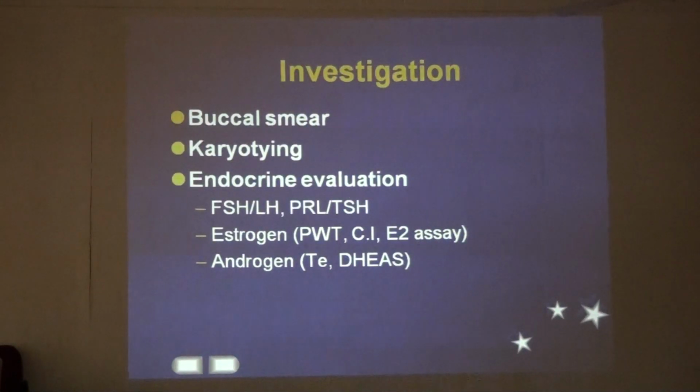Now, investigations: buccal smear to detect Barr bodies from the oral epithelial cells, and karyotyping could be done to confirm the diagnosis of whether she is 46XX or 46XY. And endocrinological evaluation, FSH and LH levels are mandatory, along with prolactin, TSH, estrogen, and androgen levels.